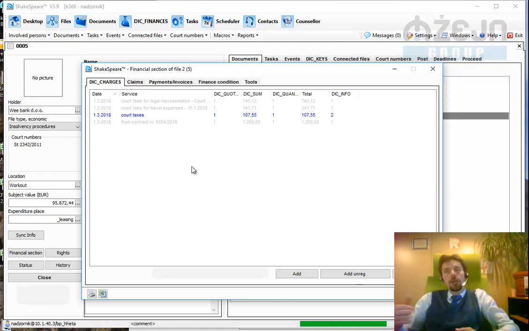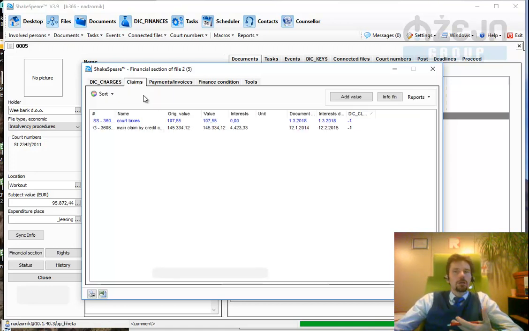Well, the court part is actually registered and sent to the court. So all the gray entries here are sent to the court. When we print it, they are sent to the court, and then the court confirms, rejects, or only partially confirms those expenses.